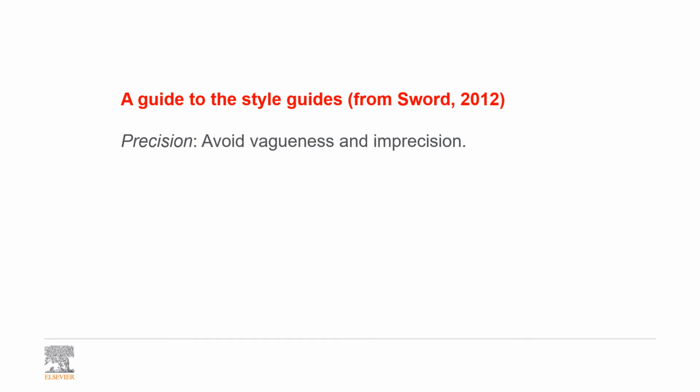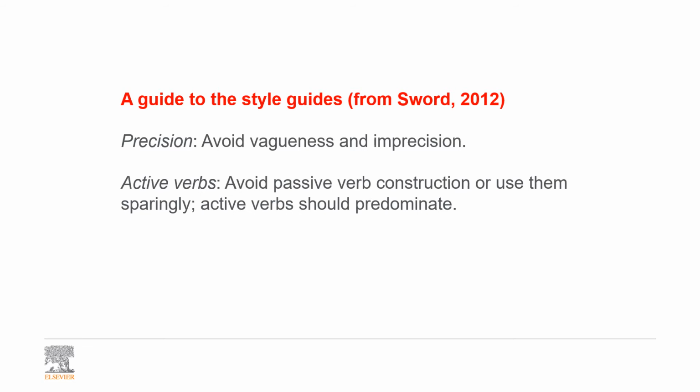Try to be precise, avoid vagueness and imprecision. This is very important in scientific writing. Write it in such a way that a reviewer will know exactly what you've done and a reader can follow exactly what you've done and repeat it. Simple as that. Try to avoid passive verbs or use them very sparingly. Active verbs should certainly predominate, and I will give an example of this later.